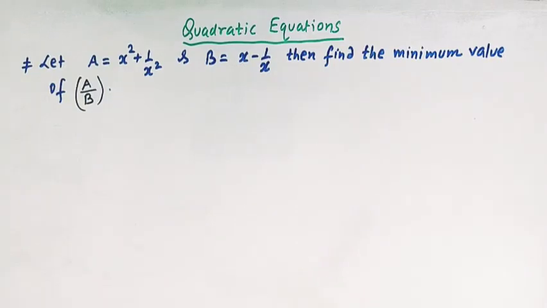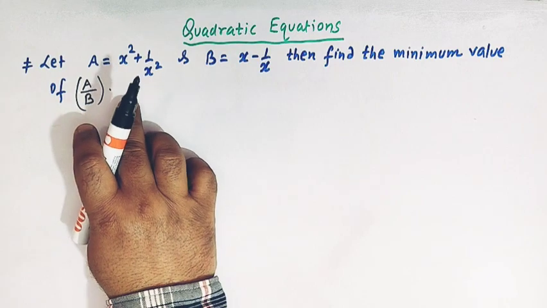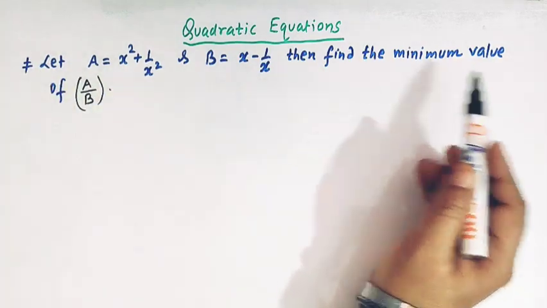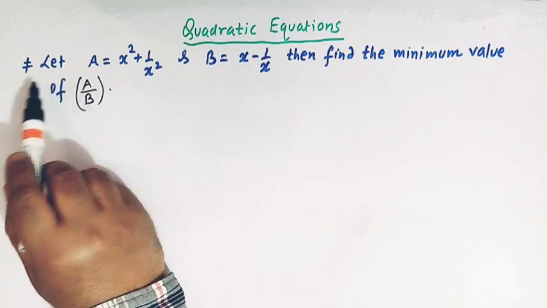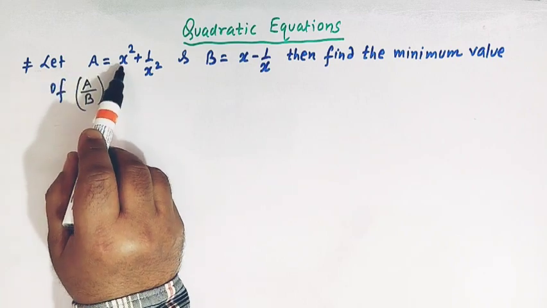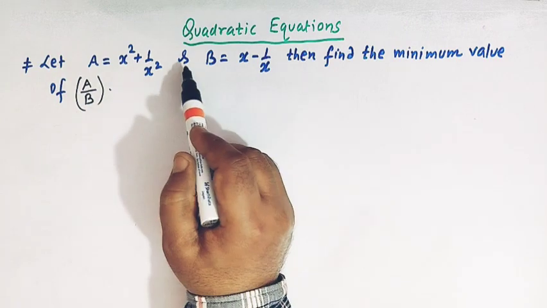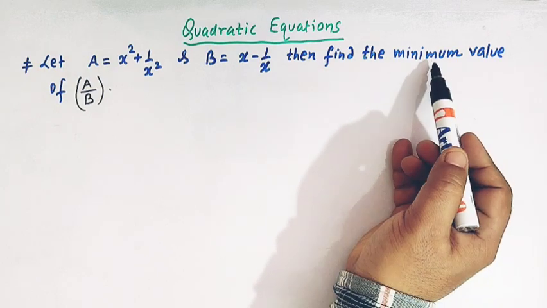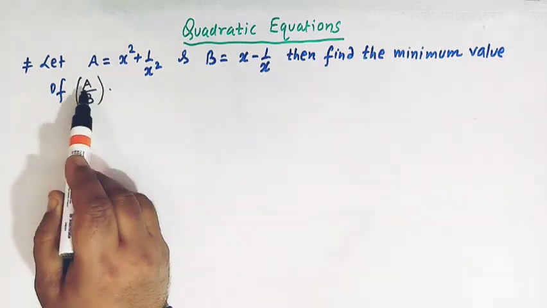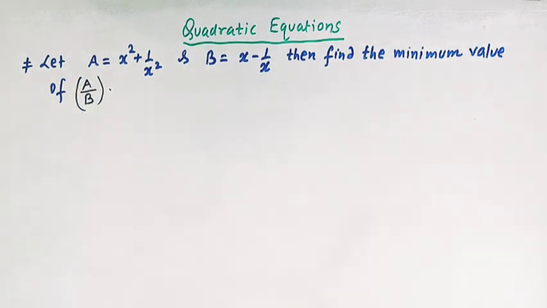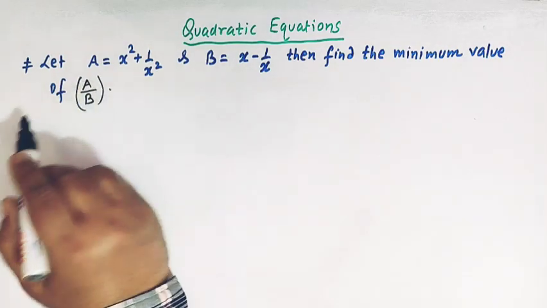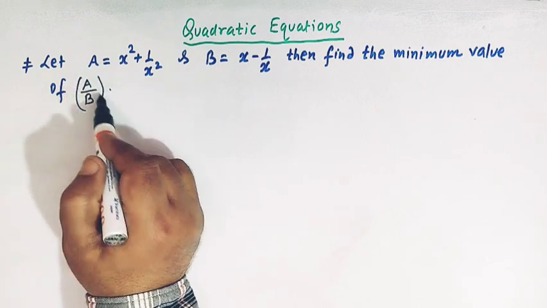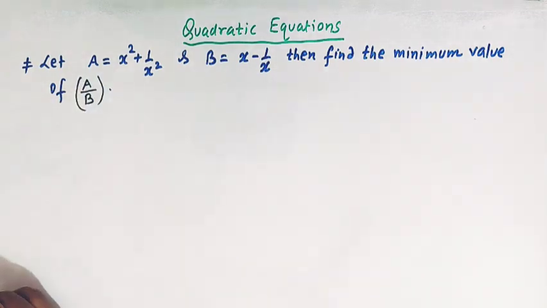Hello viewers, in today's class we are going to discuss a very interesting problem from quadratic equations, right? Here we have a problem in which we have to find the minimum value, and the problem goes like this. If we have a is equal to x square plus 1 over x square and b is equal to x minus 1 over x, then we have to find the least value or the minimum value of this expression, that is a divided by b, right? So we have to find the minimum value of this quantity, that is a divided by b, right?